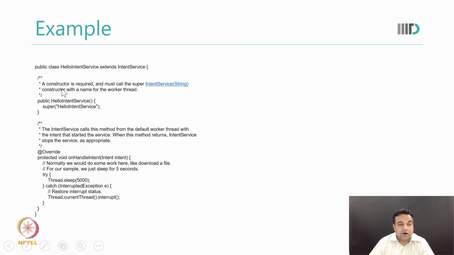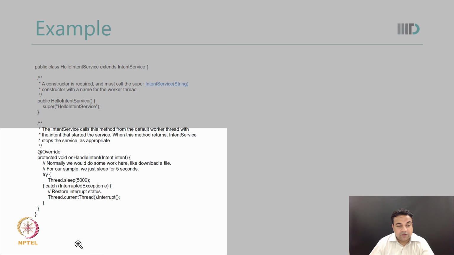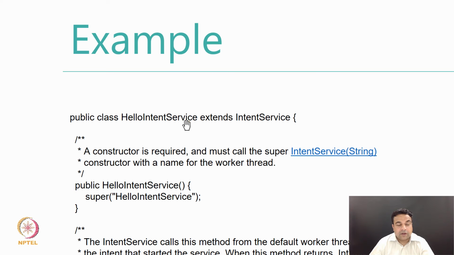Here's a simple example of the IntentService extension to create a service. Let me start from the very beginning. So there is a public class HelloIntentService extends IntentService. We require a few things. Number one is that we do require a constructor, and this constructor must call the super constructor with a name for the worker thread. So here it is. We have a constructor which is calling the super constructor.